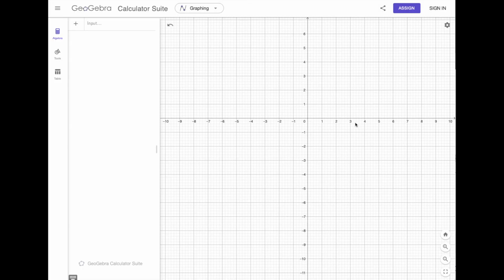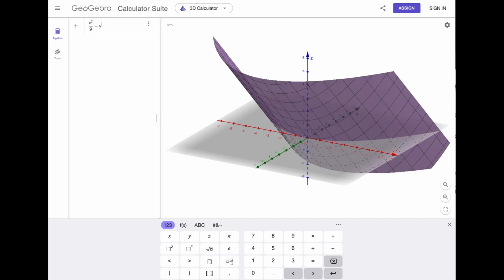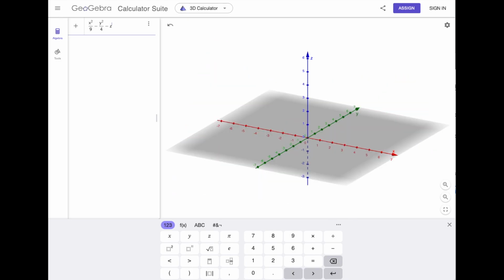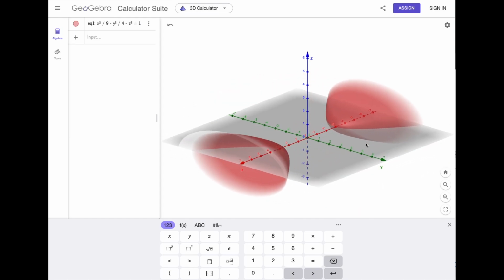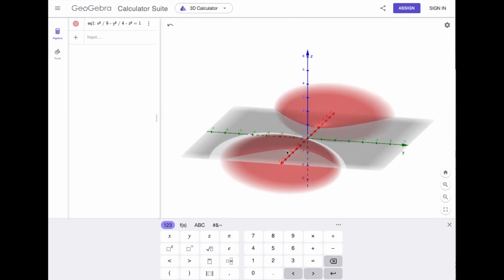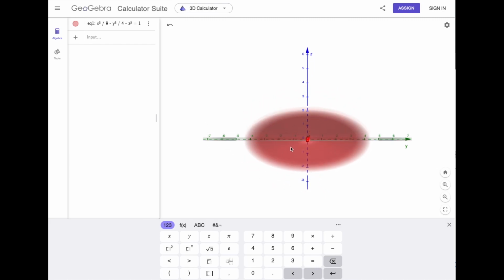So here we are in GeoGebra, and we are going to select the 3D graphing calculator feature and then input the equation that we originally started with, which is x squared divided by 9 minus y squared divided by 4 minus z squared is equal to 1. And we can see that we do have an elliptical hyperboloid of two sheets. Two sheets meaning that there is a separation between these two parts. If we were to look straight down on the x-axis, looking as if we were slicing with a constant x plane, we do see that we have ellipses in that direction.